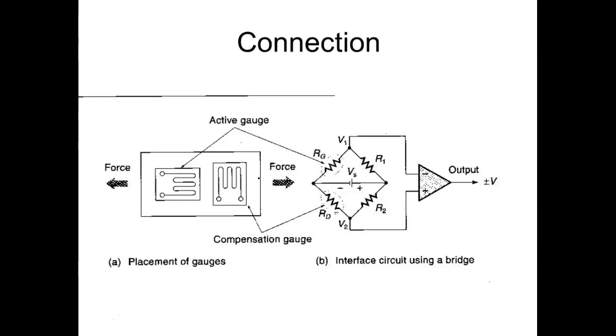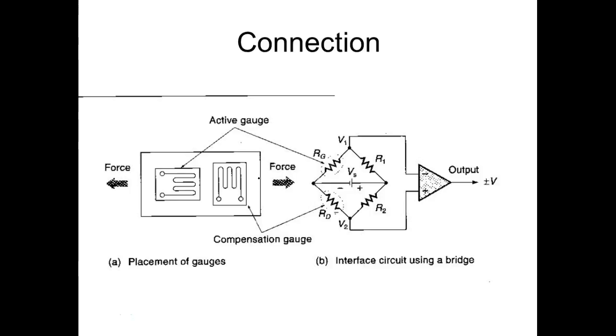But they're mounted right there together on the same mount, so the temperature on both of them is exactly the same. So if this guy goes up one ohm, this guy goes up what? One ohm. So we have our active gauge and our compensation gauge, and the ratio of these two stays exactly the same for temperature. If this goes up one ohm, this goes up one ohm, and the ratio stays the same, right? Does that make sense? Yeah, so this guy compensates for temperature.